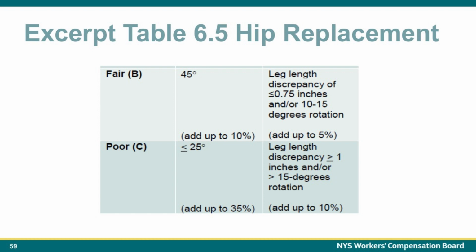Malrotation of 20 degrees falls into the poor category and another 10%. With 35% as a starting point, plus the 10% from the flexion deficit and the 10% from the malrotation, the total SLU in this case is 55%.